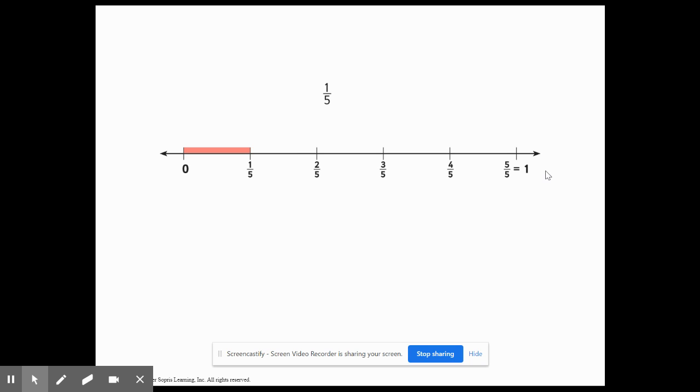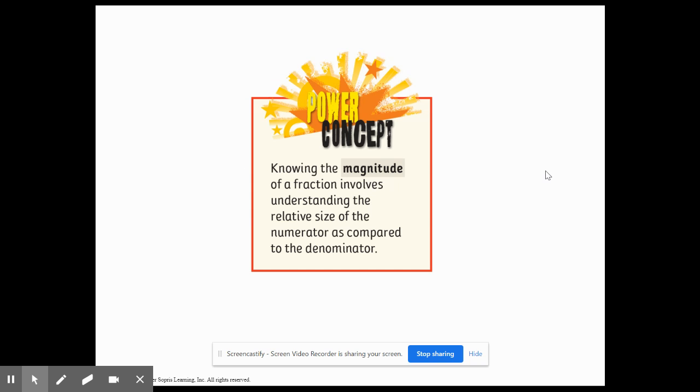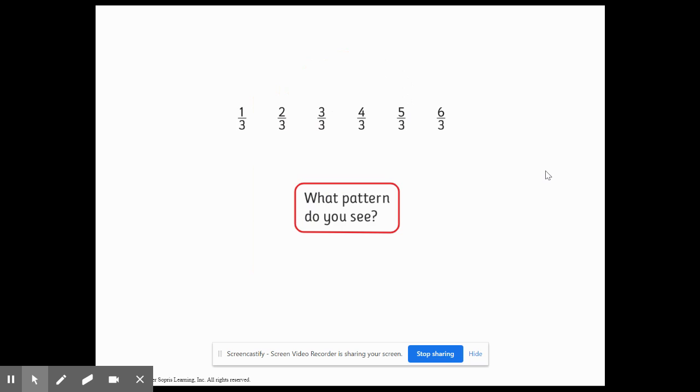Let's look at another number line. This number line shows that 1/5 is close to 0. We can also see the fraction is close to 0 because the numerator, 1, is much less than the denominator. Knowing the magnitude of a fraction involves understanding the relative size of the numerator compared to the denominator.